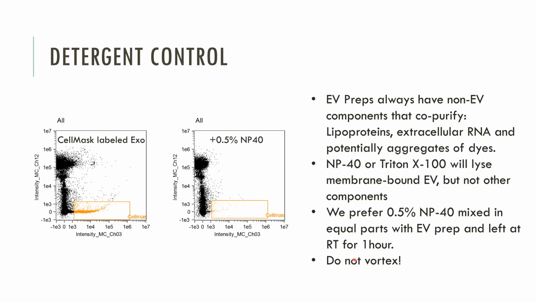So we work on a number of conditions, and for most preps, we prefer a 0.5% NP40 mixed in equal part with the EV prep at the highest concentration and left at room temperature for 1 hour. Don't vortex that, because it's going to form bubbles, and bubbles are detectable particles.